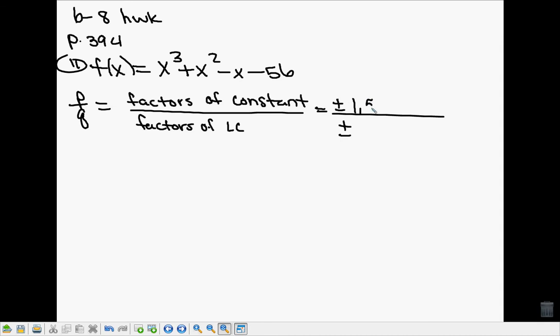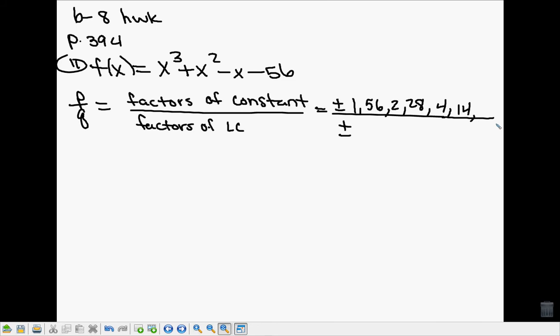So we know for sure 1 and 56, 2 and what? 28, right? Is 56 divisible by 3? No. So now try 4. Is 56 divisible by 4? Yes, you get 4 and 14. We know it's not divisible by 5. It doesn't end in 5, right?